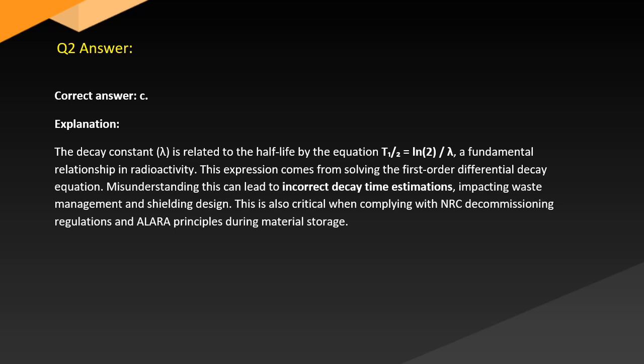Answer. Correct answer: C. Explanation. The decay constant λ is related to the half-life by the equation T1/2 equals ln 2 over λ, a fundamental relationship in radioactivity. This expression comes from solving the first-order differential decay equation. Misunderstanding this can lead to incorrect decay time estimations, impacting waste management and shielding design. This is also critical when complying with NRC decommissioning regulations and the ALARA principle during material storage.